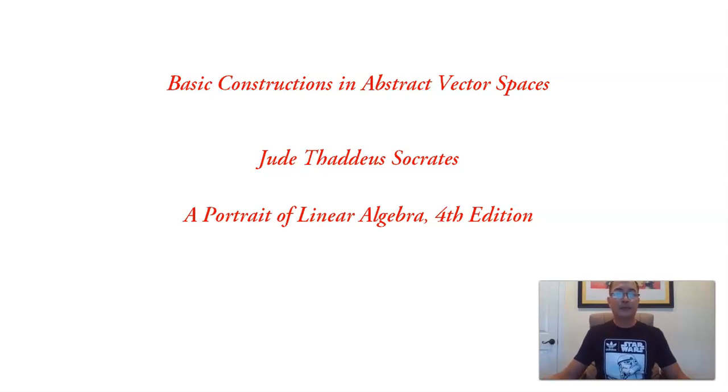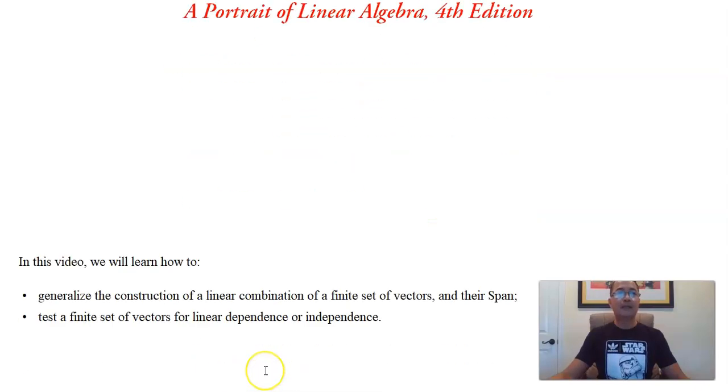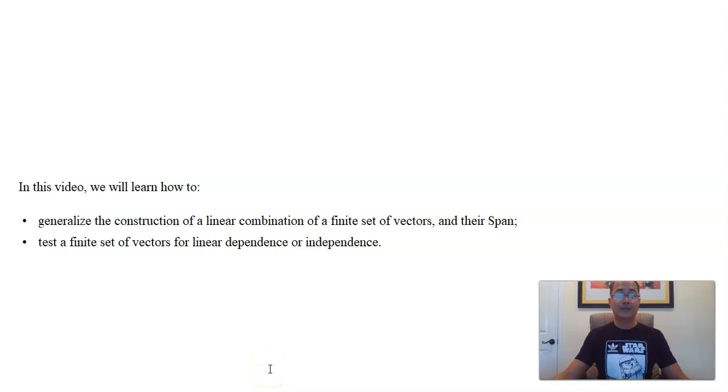So in our last video, we introduced the concept of an abstract vector space. We decided that the 10 properties which appeared in the main theorem of section 1.1 will be turned into axioms that we require a vector space to possess. So in this video, we are going to extend the ideas that we saw in chapter 1 and construct linear combinations, spans, and test for linear independence in these abstract vector spaces. So those are our goals for this video.